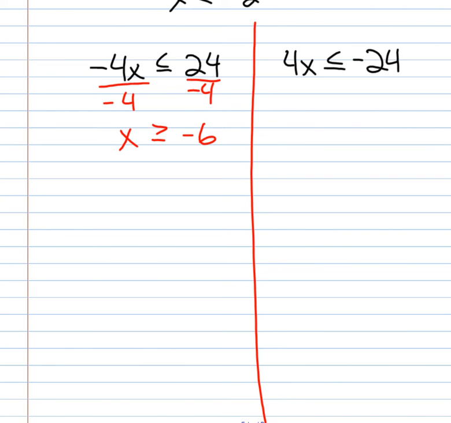How about over here? It's not the same thing. What are we dividing both numbers by? By positive 4. So we would have x, this is still -6. But the sign would stay.